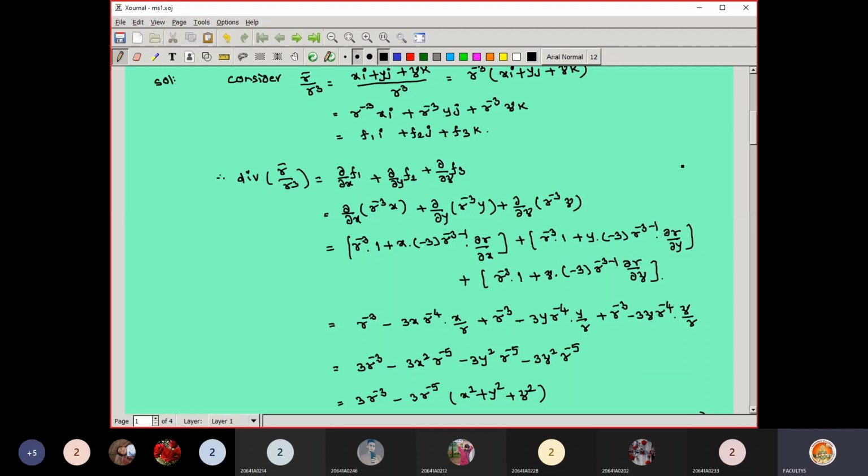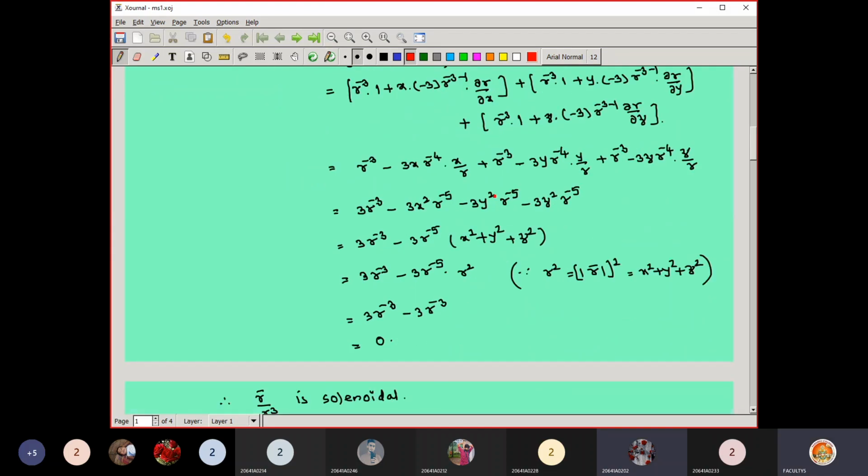Whenever you are calculating the divergence, the easiest procedure is to identify the i, j, k coefficients, then directly find the derivative with respect to x, y, z. Here you are making only simplification, and finally you get the answer 0, which indicates it is solenoidal. Clear, sir? Okay.